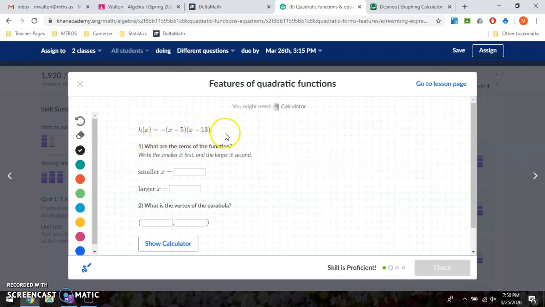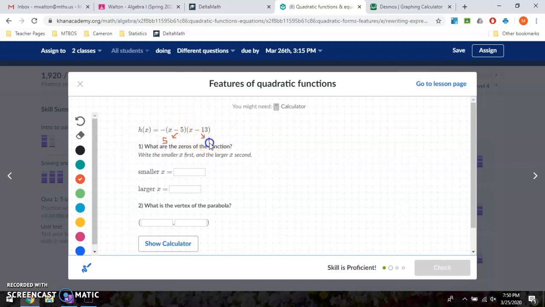This one is actually already in factored form. They already factored this for us. So this actually, right off the bat, gives us our x-intercepts here. So let's take a look at our two x-intercepts. First things first, I have x minus 5. That means my first zero is 5.